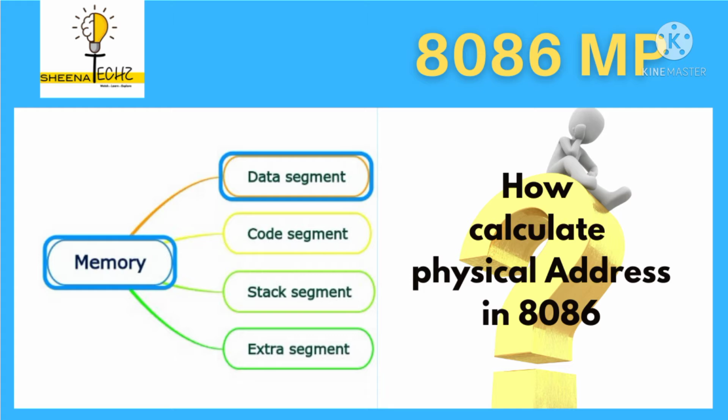In the previous lecture, we have seen that our 8086 microprocessor has 20-bit address lines. So it can access around 2 raised to 20 memory locations, resulting in a total memory of 1 megabyte. Today we will see how this memory is segmented and how to calculate the physical address of a particular location.